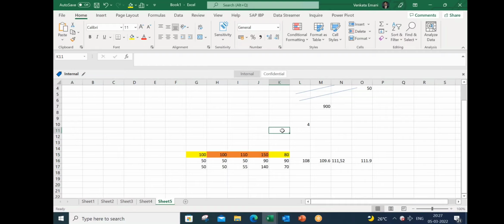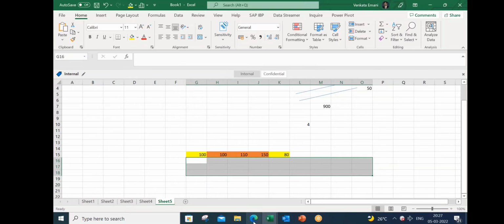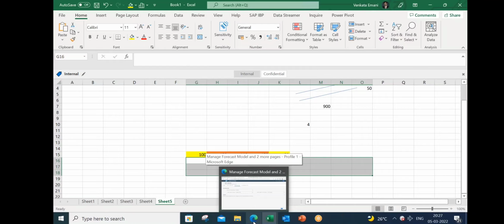So the moving doesn't depend only on the history. Once new forecast values are created, those are also considered for the moving average. It keeps on moving further until the end of the forecast periods, meaning however many forecast periods you are asking the system to calculate, it will go till that.